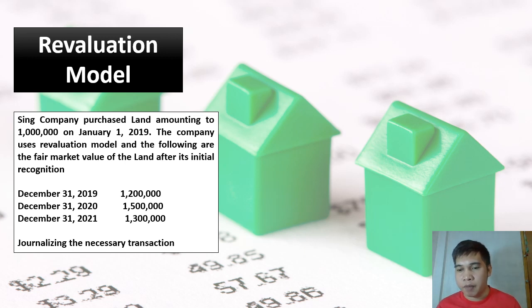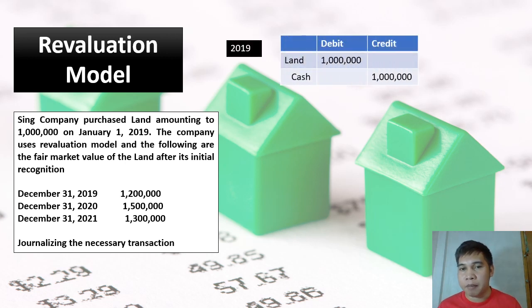So, ibig sabihin daw, every year, nagkakaroon tayo ng bagong fair market value kasi nagbabago yung value ng ating land. So, on December 31, 2019, we have 1.2 million. December 31, 2020, we have 1.5 million. Then, December 31, 2021, naging 1.3 million. So, ang requirement, journalize the necessary transaction. So, basically, at January 1, 2019, sabi nga natin, property, plant, and equipment must be recognized at cost. So sa case natin, ang cost natin is 1 million. So the entry is simply debit land, 1 million, then credit cash, 1 million.